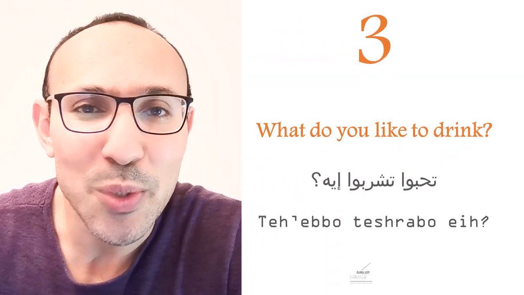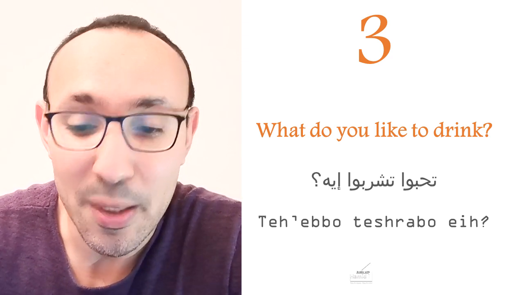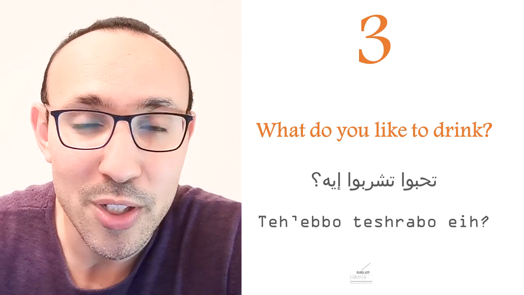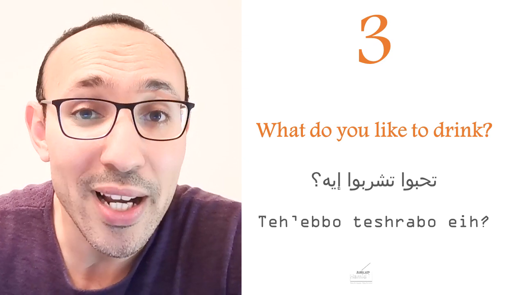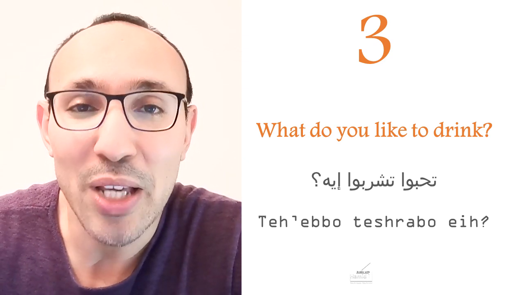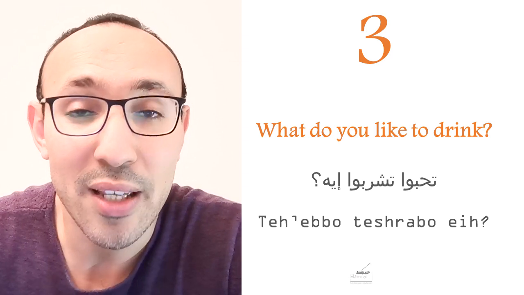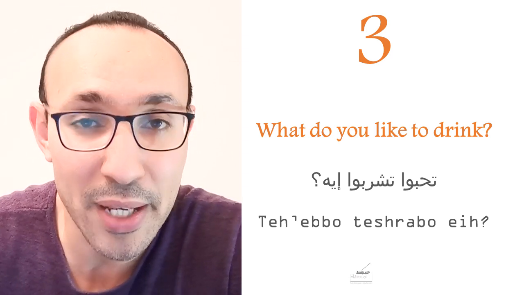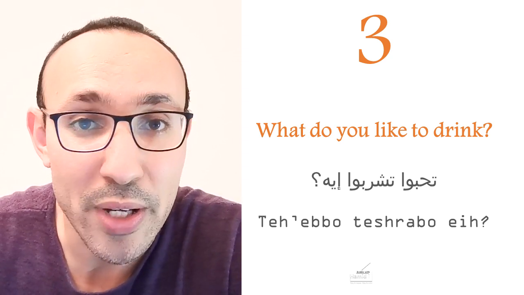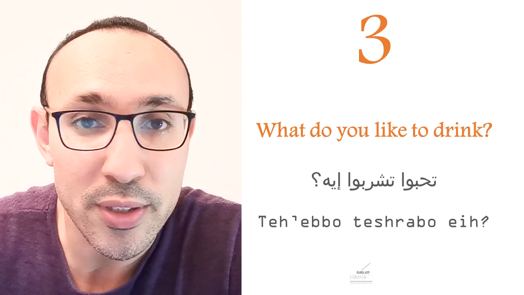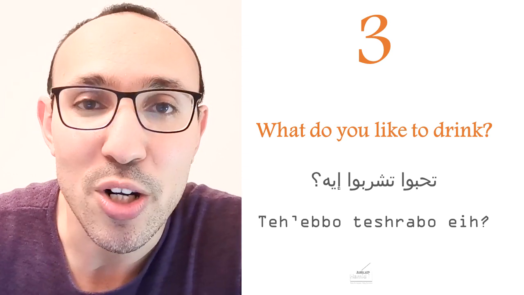The third phrase: what do you like to drink? What do you like to eat? تحبوا تشربوا إيه؟ This is what you like to drink. تحبوا تاكلوا إيه؟ But usually we say تحبوا تشربوا إيه at the beginning, and then the food will come afterwards. So it is more common at the beginning of the hosting. What do you like to drink? Or what are your favorite drinks, and so on.